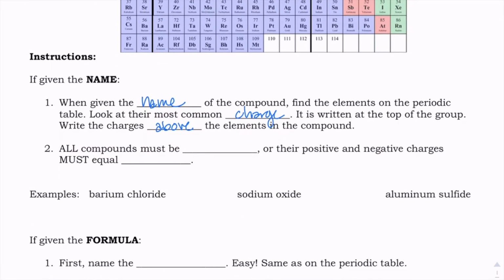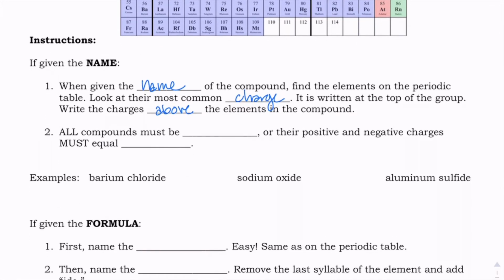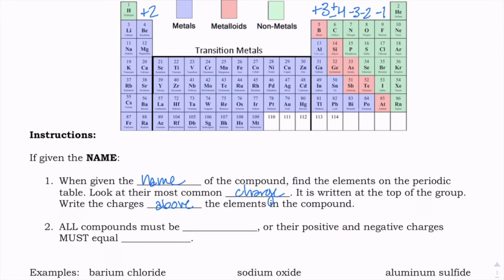So down here on the examples, we're going to find out the charges for barium and chlorine. If you look up here, barium is right here, number 56, so it is Ba +2. Chlorine's over here, it is Cl -1. Sodium is Na +1. Oxygen's -2. And aluminum is +3, and sulfur is -2. So all you have to do is look at the top of those columns to figure that out.